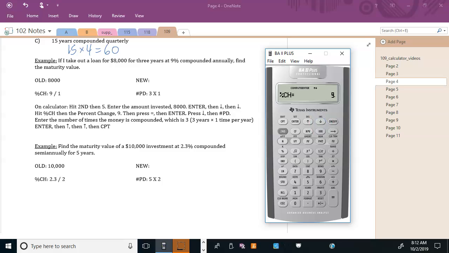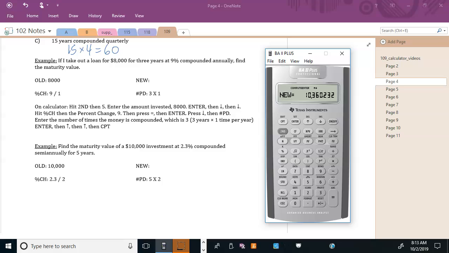I go past new. The %CH, that is the interest rate divided by compounding periods. So 2.3 divided by 2. Now if I don't know what that number is, I can compute it right as I go. So 2.3 divided by 2, I hit equals, and I get my result. Now I still need to hit enter, so that the little triangle appears, and my calculator saves that number. So again, you can do those computations as you go, in case you don't know that. Let's hit down again. #PD is the years times compounding periods, so 5 times 2, which is 10, and let's hit enter to save that.